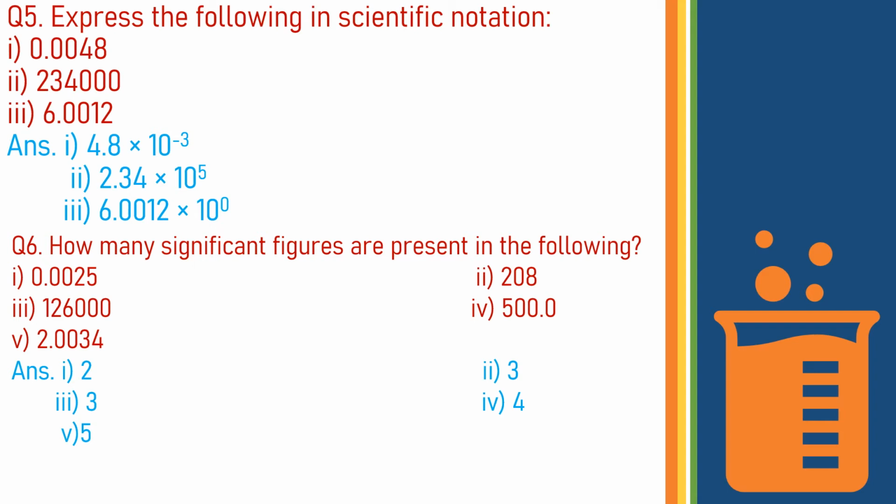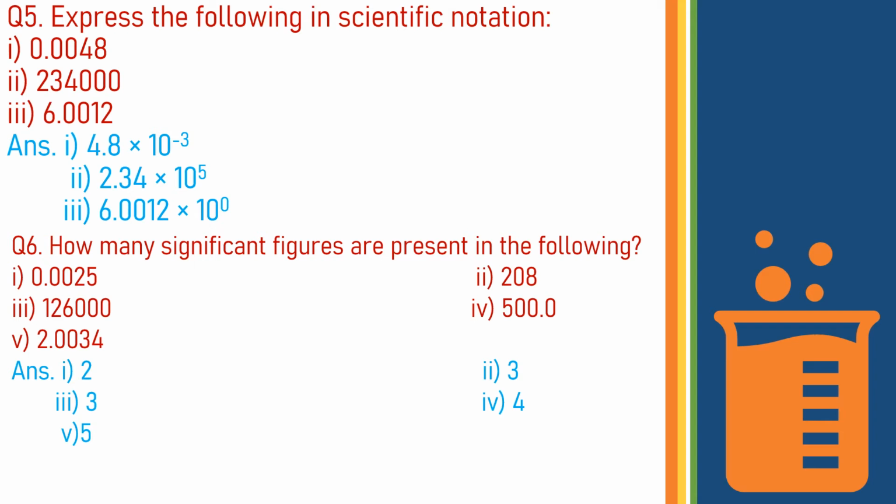You know how to express any number in scientific notation. So what can we write? 4.8 into 10 to the power minus 3. Why? Because we are shifting the decimal three places towards the right, from after the 0 to between 4 and 8. If the decimal is shifted right, the power will be negative, so 10 to the power minus 3. So this is in scientific notation.